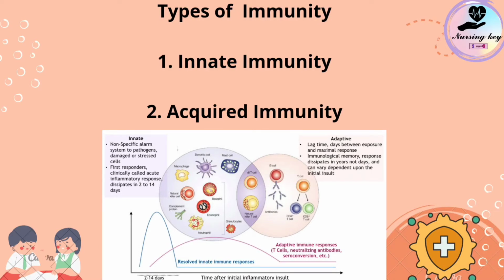Next one is acquired immunity, or adaptive immunity. Adaptive and acquired immunity is developed by an individual during their lifetime. It is not present since birth and it develops in response to an infection. That is called acquired immunity. It has mainly two components: humoral immunity, that is antibody mediated immunity, in which B lymphocytes are responsible, and cell mediated immunity, in which T lymphocytes are responsible.